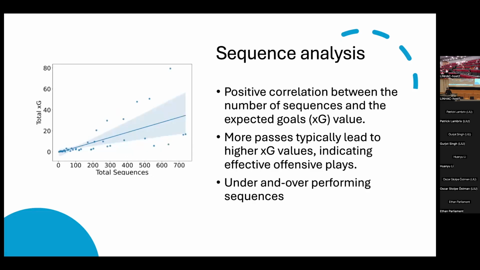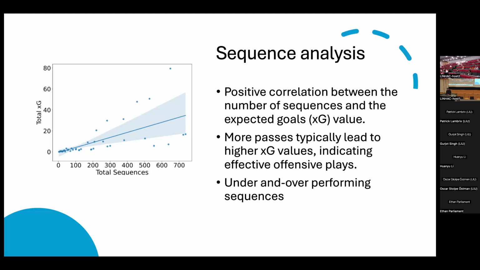Next, I have looked into some analysis of the sequences. Each dot on this scatter plot represents one of the zone transitions. For example, ones with high expected goals are most likely a reception in the slot. And we can see a positive correlation. So this tells us that, in an overall view, teams tend to prefer these sequences that lead to a high expected goals value.